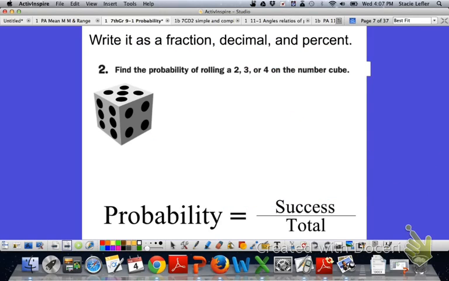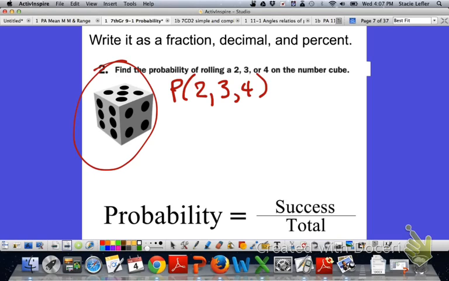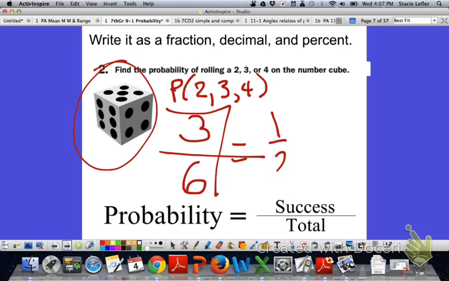Okay, follow along as I do this one. We're going to find the probability of rolling a 2, a 3, or a 4 on this regular number cube. Well, how many successes would that be? There's 1 of each of them, so that's a total of 3 successes, and there are 6 numbers on the die. So that's 3 out of 6. We're going to write that as a fraction, so we would simplify it to get 1/2. And we know that 1/2 is the same as 5/10, and that is also 50%.